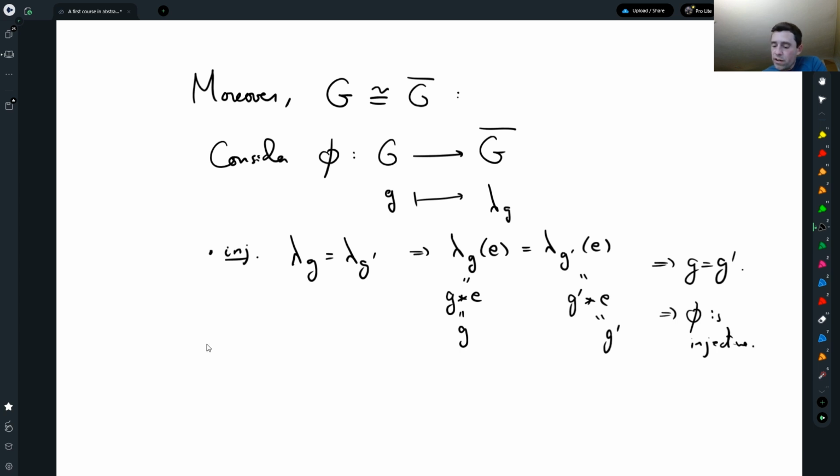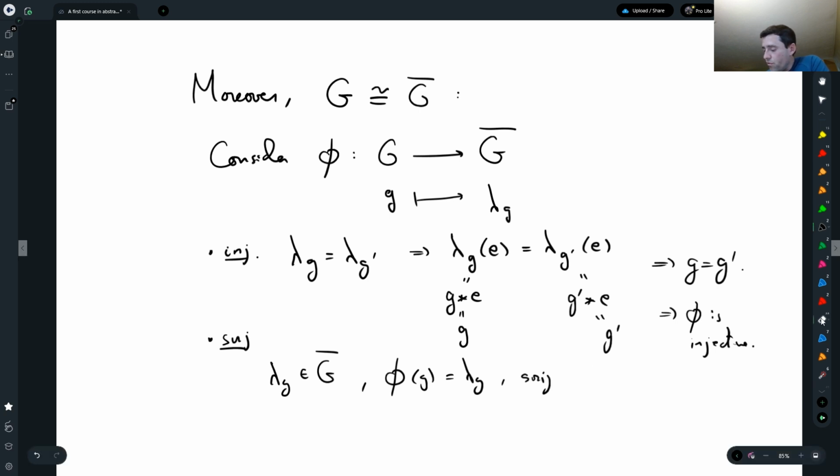How about surjective? Surjective, well, clearly, any element in G bar is of this form, and phi of g is lambda g, so it is surjective. So surjectivity comes for free, really, from the way we defined it.